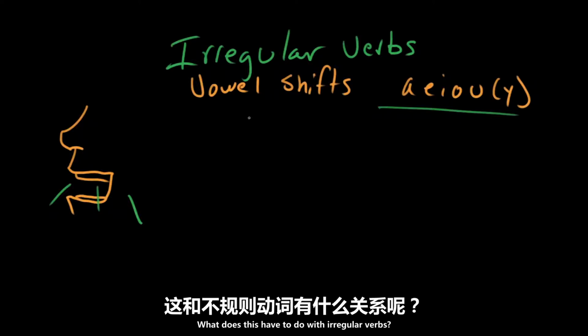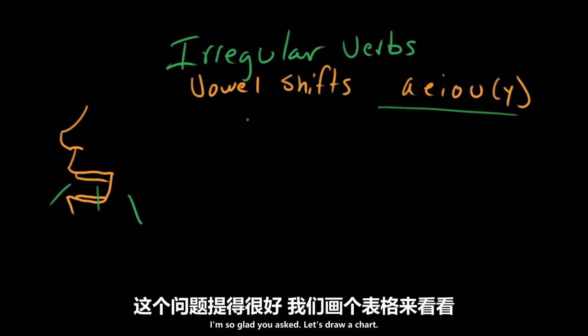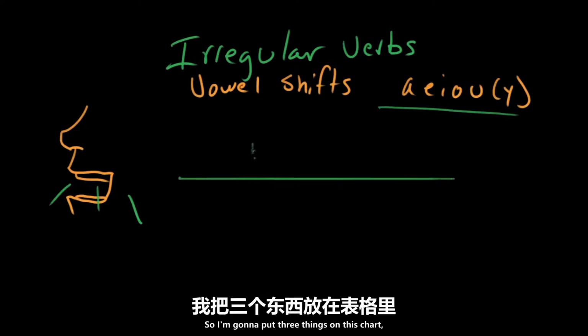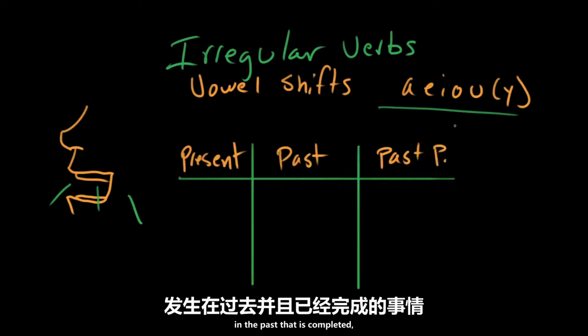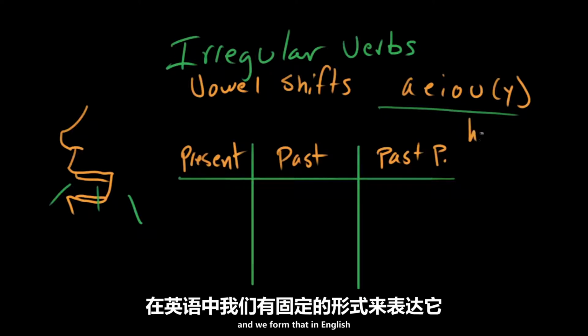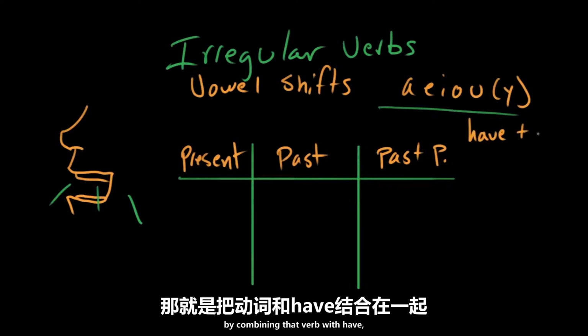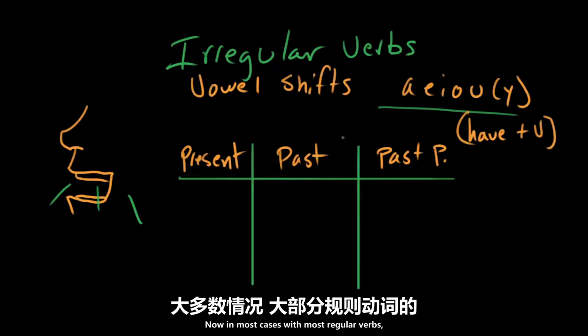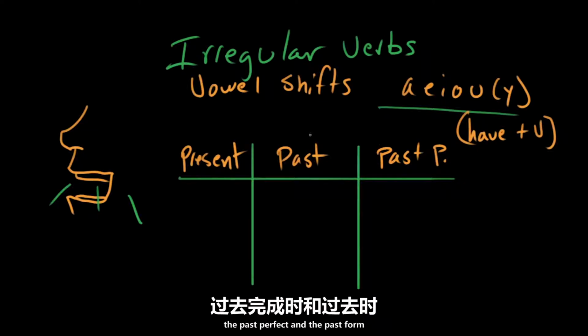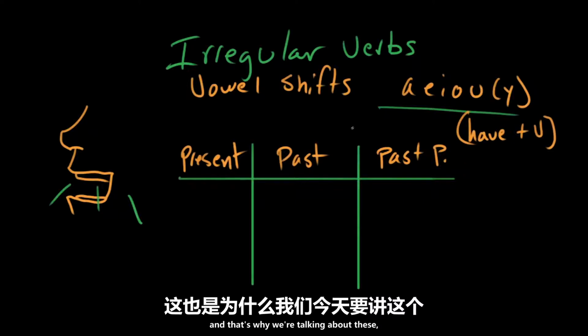And what does this have to do with irregular verbs? I'm so glad you asked. Let's draw a chart. So I'm going to put three things on this chart. The present, the past, and the past perfect, which is when you're talking about something in the past that is completed. And we form that in English by combining that verb with have. So, have walked, have said, have done. Now, in most cases, with most regular verbs, the past perfect and the past form are the same thing. But in some very rare cases, and that's why we're talking about these, they're different.